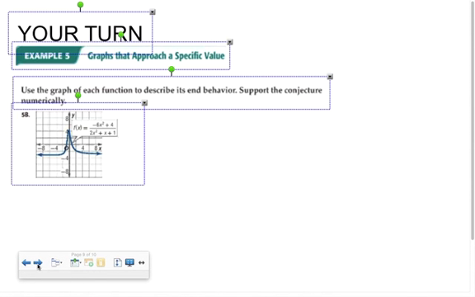Take a moment and work through your turn below.